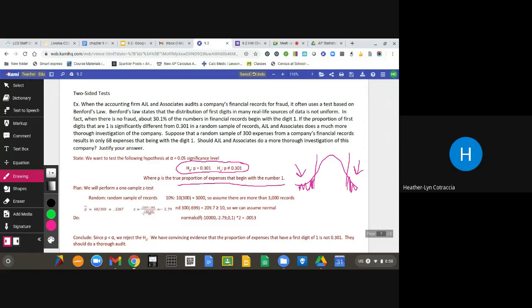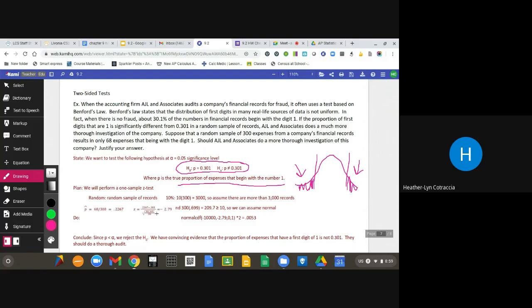Okay, so read through that state. The plan, the same thing as before. I've got the name of my test, one sample z-test, random sample of records, I set it up there, 10% condition, 10 times 300 equals 3,000. So we have to assume that there are more than 3,000 records. And then I think I might have covered that up. Sorry about that. But basically, this part down here is my normal condition.